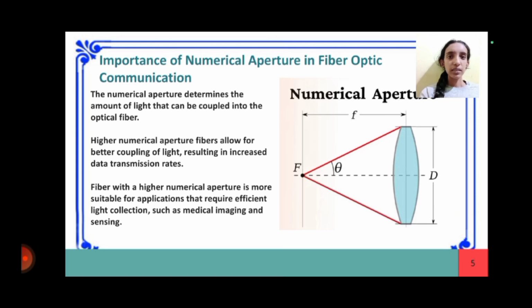And we can discuss the importance of numerical aperture in fiber optic communication. The numerical aperture determines the amount of light that can be coupled into an optical fiber. Higher numerical aperture fibers allow for better coupling of light, resulting in an increased data transmission rate. Fiber with a higher numerical aperture is more suitable for applications that require high efficiency light collection, such as medical imaging and sensing.